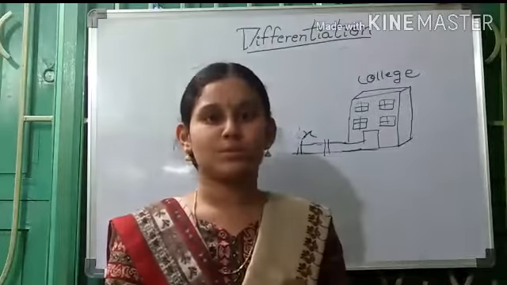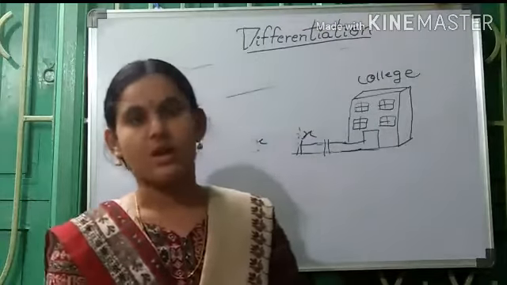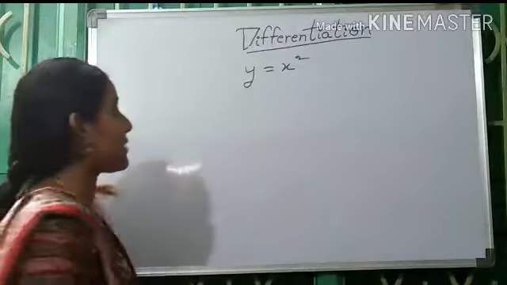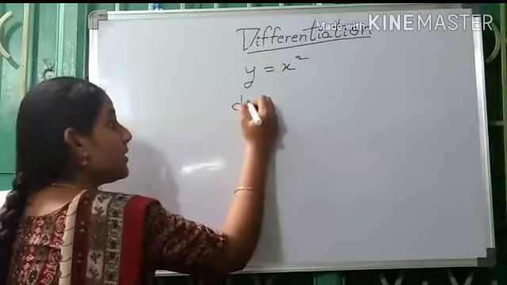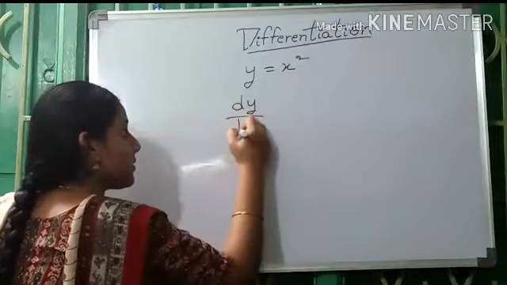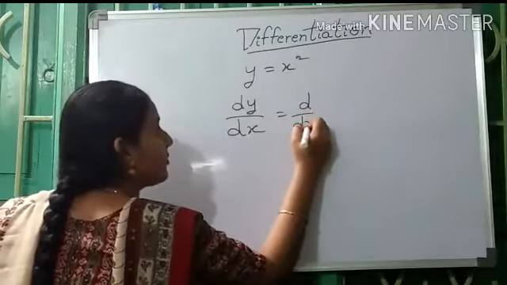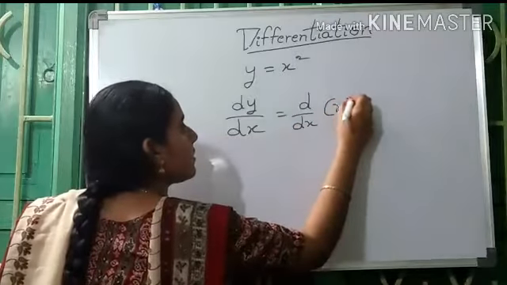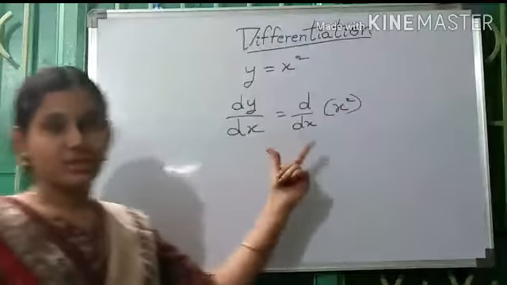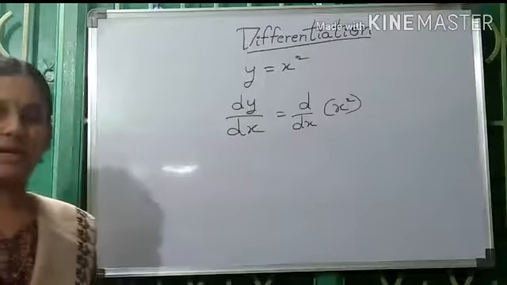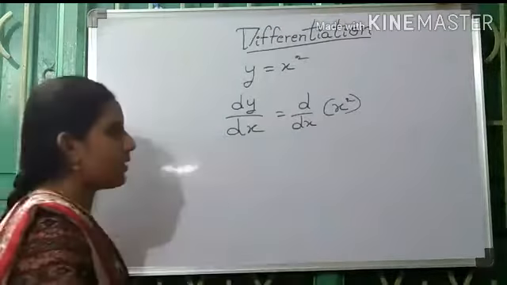Only we can find the slope of a curve using differentiation. Let us consider the previous example. Consider the function y is equal to x square. Then dy by dx would be d by dx of x square. To know the differentiation of this one, we have some formulae which are derived in mathematics.